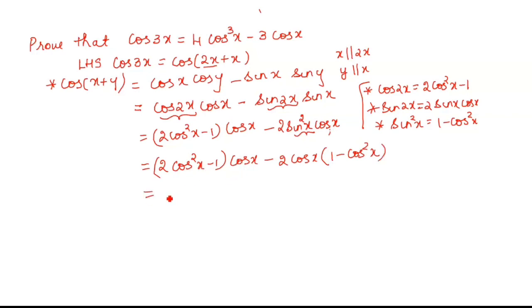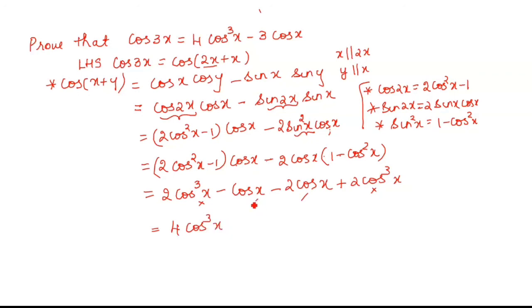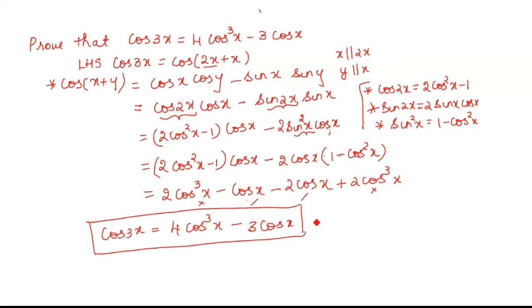So multiply it inside. So it becomes 2 cos square into cos will become cos cube x minus cos x. Okay, minus into plus is minus 2 cos x, minus into minus becomes plus 2 cos cube x. Now group the cos x terms together, group the cos cube x terms together. So therefore 2 cos cube plus 2 cos cube will become 4 cos cube x, minus 1 minus 2 will become 3 cos x. So therefore cos 3x we have reached as 4 cos cube x minus 3 cos x.